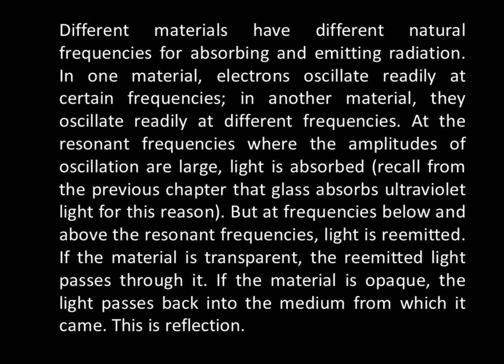At the resonant frequencies where the amplitudes of oscillation are large, light is absorbed. Recall from the previous chapter that glass absorbs ultraviolet light for this reason. But at frequencies below and above the resonant frequencies, light is re-emitted. If the material is transparent, the re-emitted light passes through it. If the material is opaque, the light passes back into the medium from which it came. This is reflection. You might want to put this on pause and read this again. A very important aspect of this particular chapter on color.